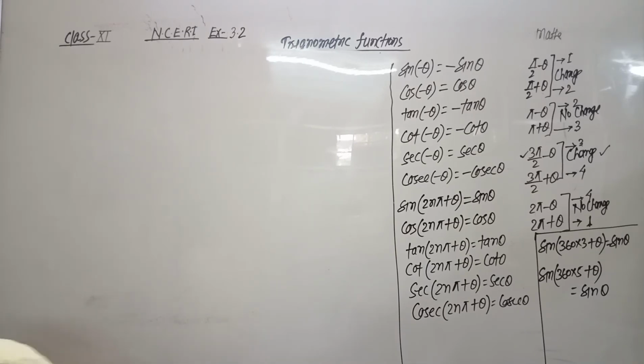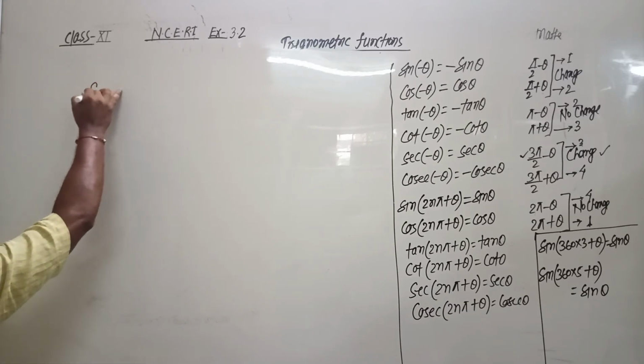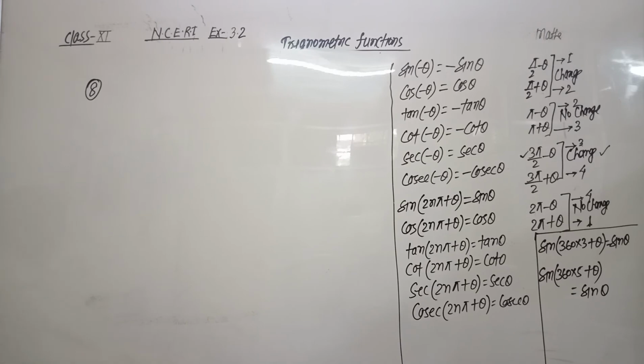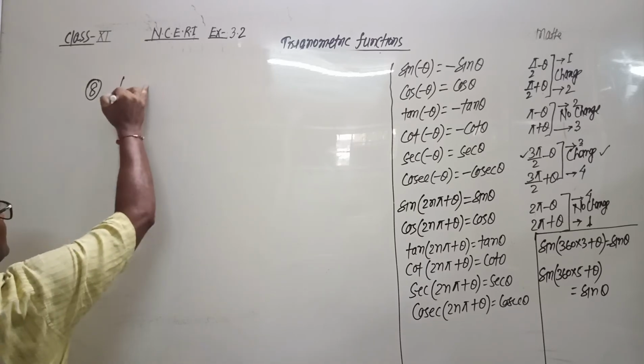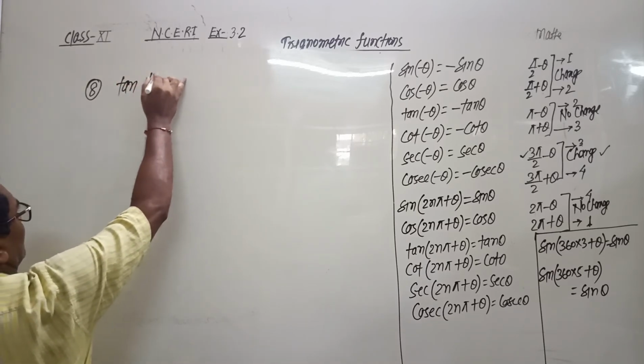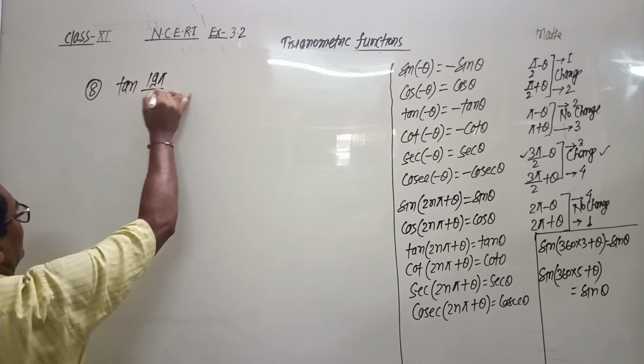Next, question number 8, and this is tan 19 pi by 3.